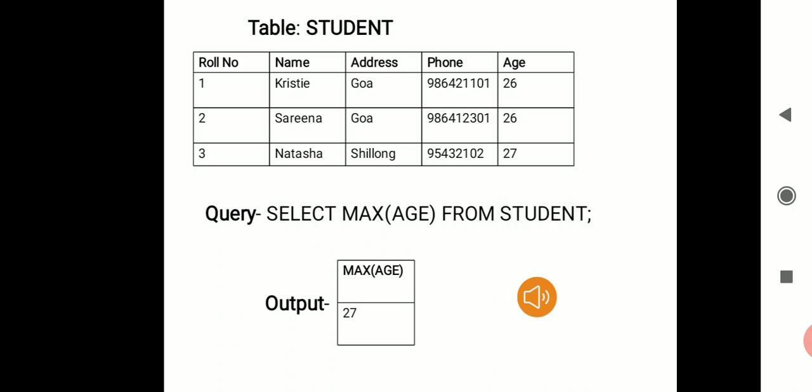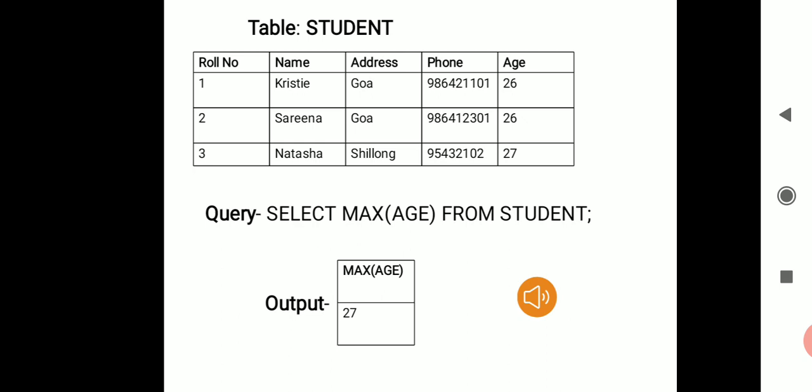Check the query in this slide. The query says select max of A's from student followed by semicolon. So what does this query mean? This query will list the maximum A's from the table student.